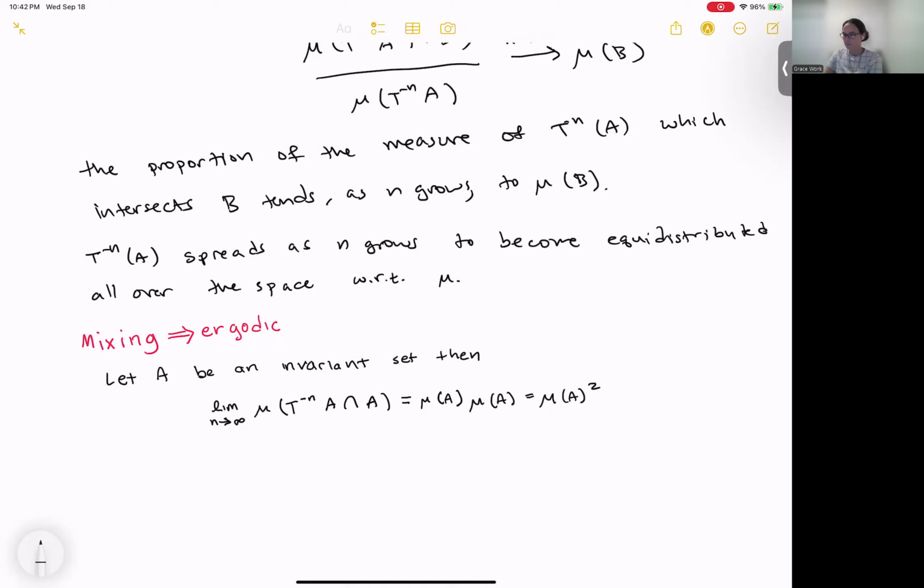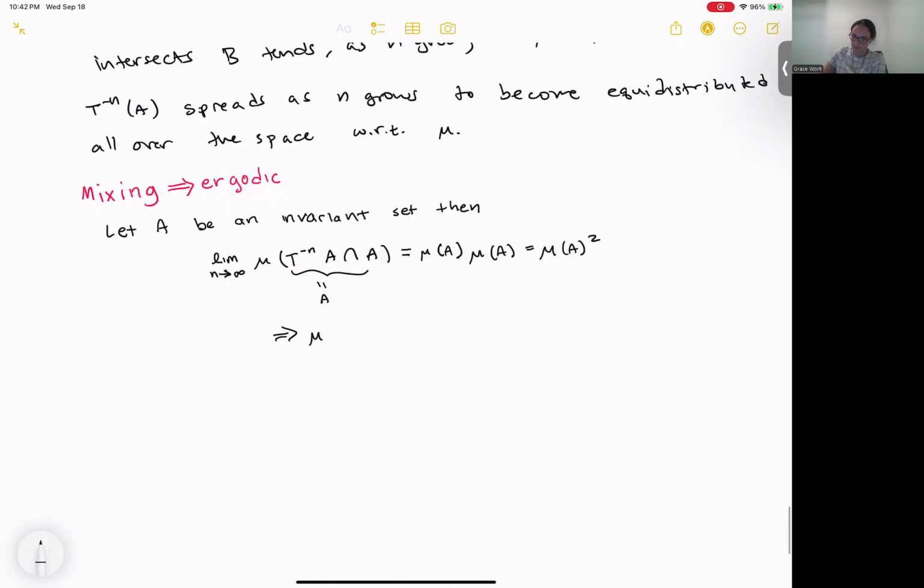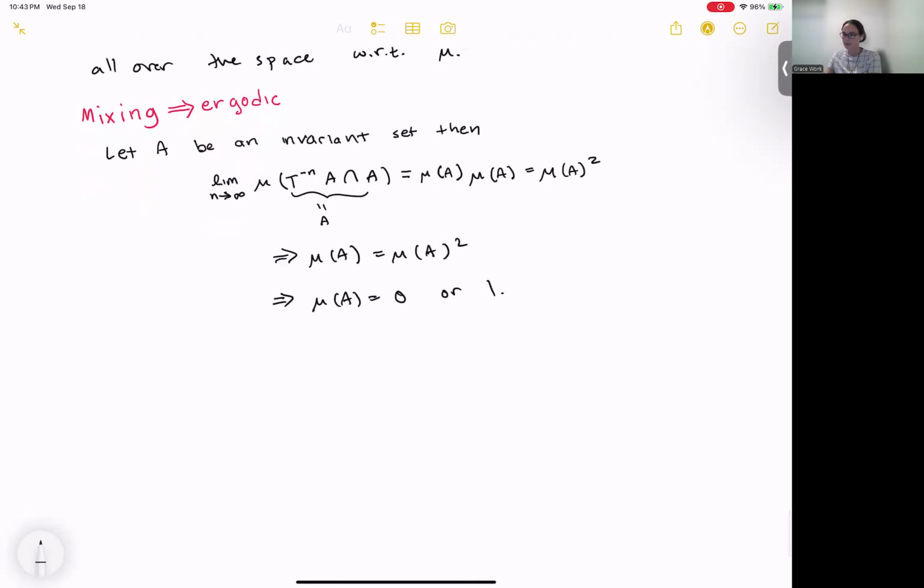Okay. But A is an invariant set. So inside this parentheses, this is just equal to A. So this tells us that the measure of A is actually equal to the measure of A squared, which in turn implies that the measure of A equals 0 or 1. All right, so mixing is a stronger property than ergodic, and if you're mixing, it implies you are ergodic.